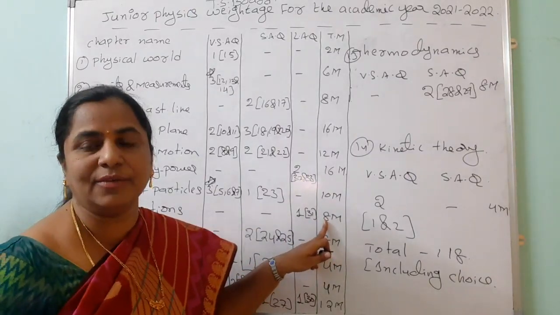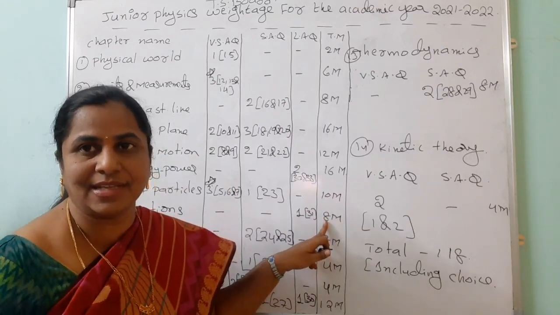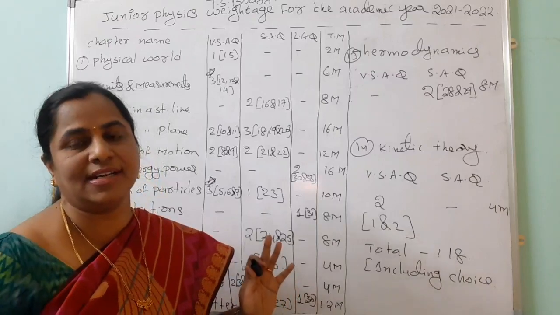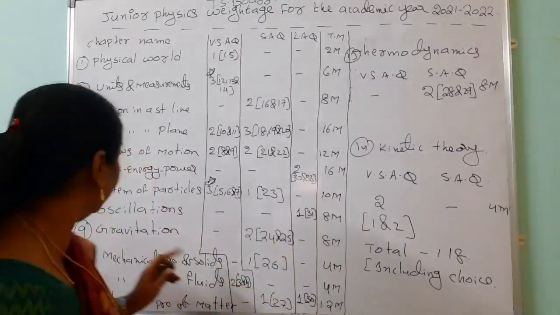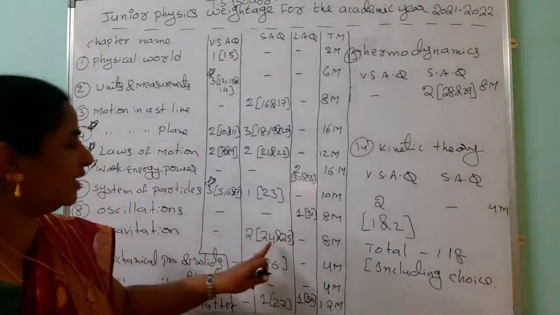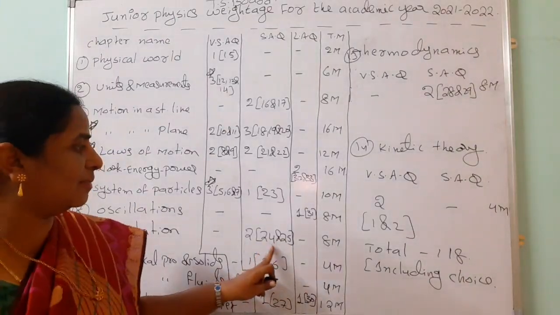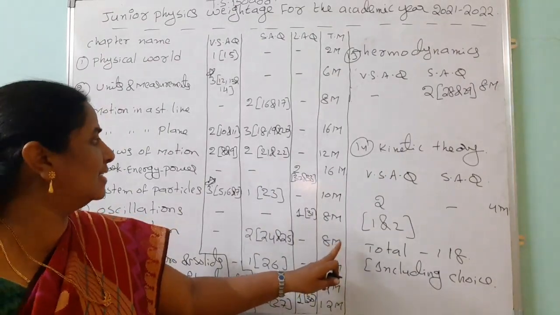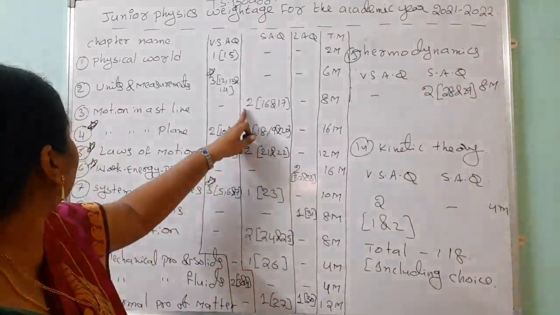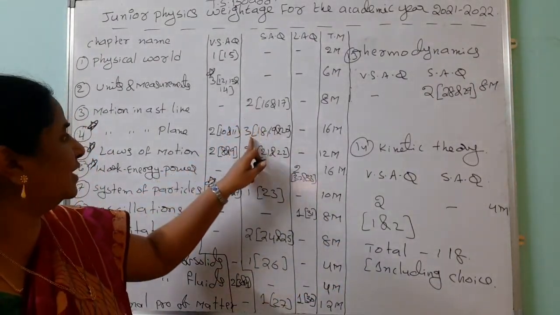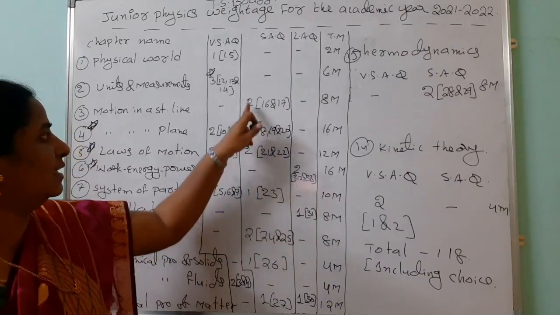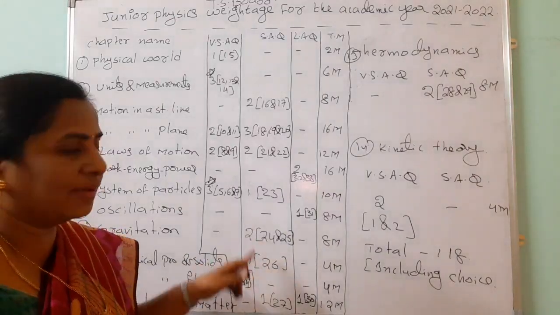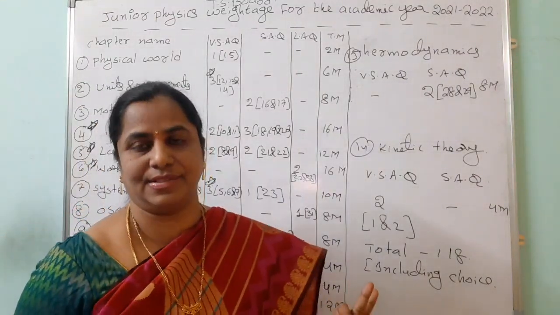So if you are reading work energy power and oscillations LAQ, without any tension you can write the long answer questions. Then gravitation. Gravitation 2 SAQs are there, question numbers 24 and 25. Total weightage is 8 marks. If you are reading motion in a straight line, motion in a plane, laws of motion, that is 7. Safe side, if you are reading gravitation one more chapter, you can write all 6 SAQs.